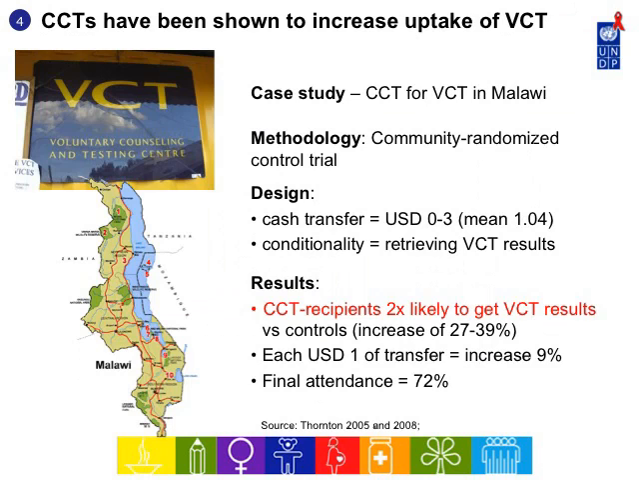If we look at CCTs for biomedical services, there's a case study, again in Malawi, a community randomized controlled trial that showed there was definitely an impact on VCT uptake. A cash transfer averaging about $1 was given to men and women, conditional on retrieving their VCT results. Those who received the cash transfer were twice as likely to get those VCT results, and each dollar was associated with a 9% increase in retrieving those results.